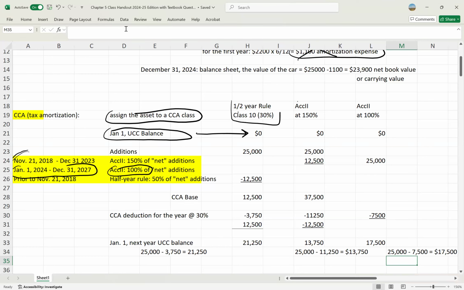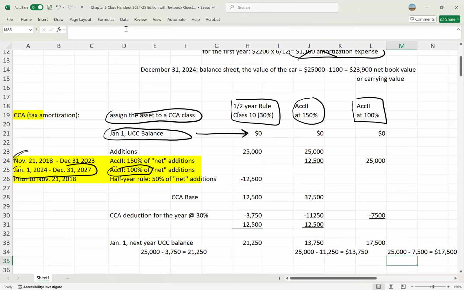So I wanted to show you those 3 different methods because there are still a few assets that use the half-year rule, very limited. Even though in 2024, we are using accelerated investment incentive at 100%, there are some textbook problems that do multiple years of CCA calculations, and some of them start in the 2022-2023 year. So for those years, any additions would be using the accelerated investment incentive at 150%. Any questions about those 3 methods?